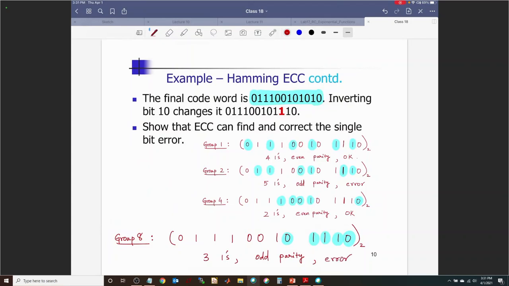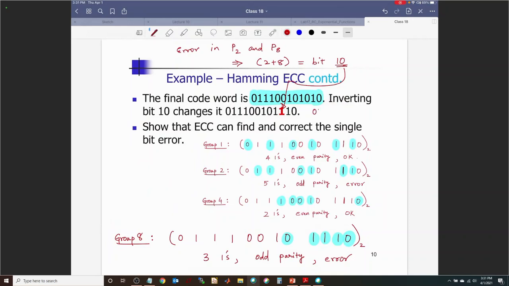So which two groups were in error? You had an error in group 2 and group 8. You see that? So I can write it at the top here: error in P2 and P8, which means your corrupted bit is 2 plus 8, which is bit position number 10. What is bit position number 10? That is exactly the same bit position over here. So you just fix that one bit and you will get your corrected code.